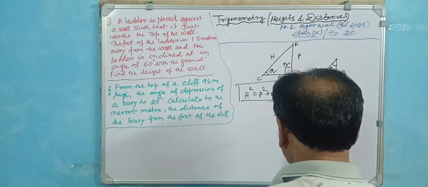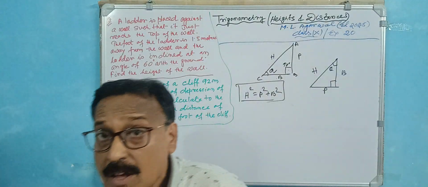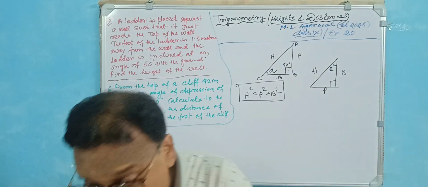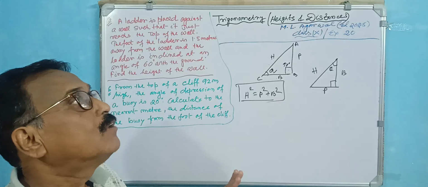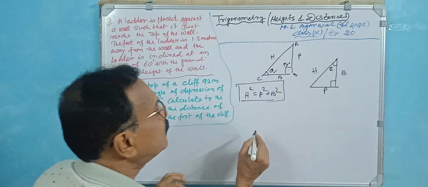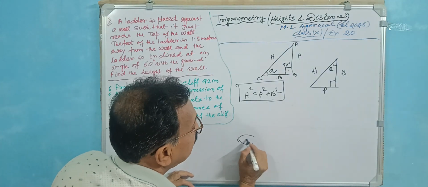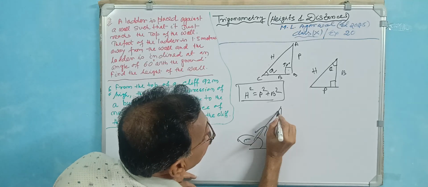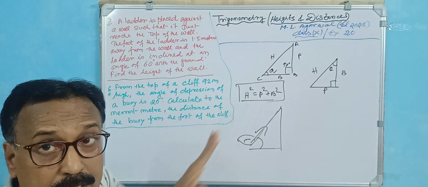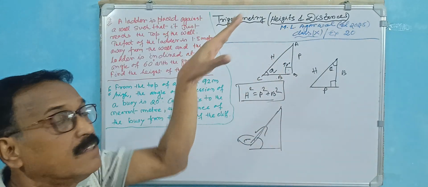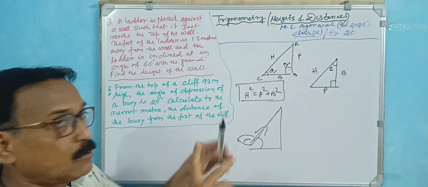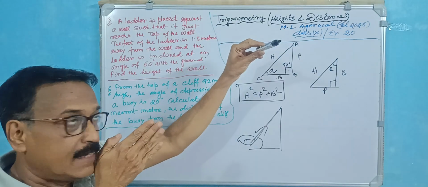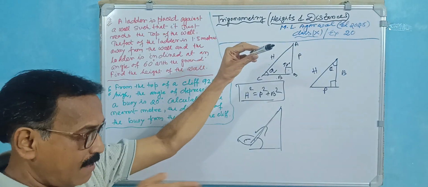Clear? Now, one new concept here is the angle of depression and angle of elevation. Suppose you look in this way, at this angle, from a certain height. Suppose a pen is there and you look in this way. From the eye, you look in this way, so this is the angle.